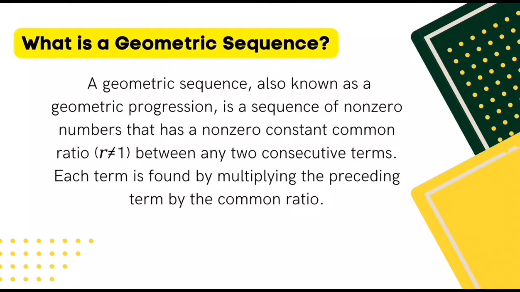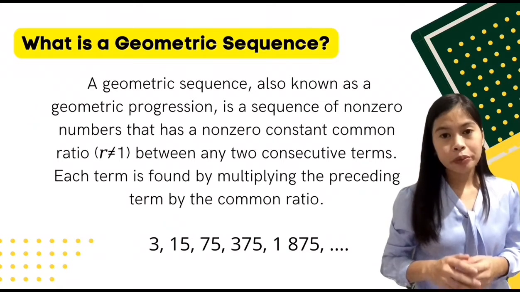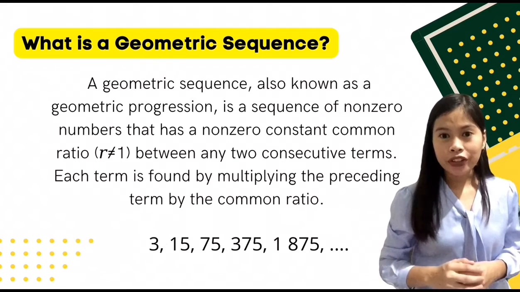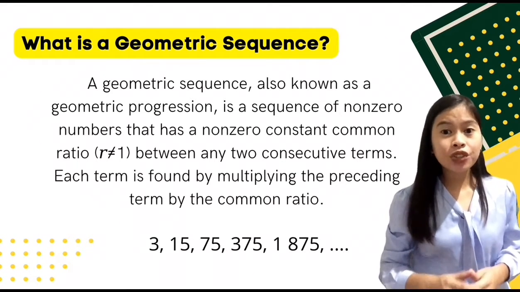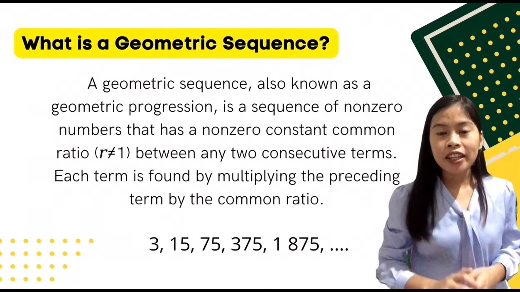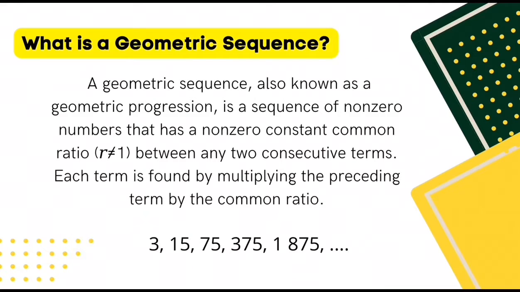Now, by definition, let's check if you can identify if this sequence is geometric or not. The sequence is 3, 15, 75, 375, 1875, and so on. What can you observe in the sequence? That's right. There is a pattern, and the pattern shows that each term is found by multiplying 5 constantly by the preceding term. In this case, 3 times 5 is 15.